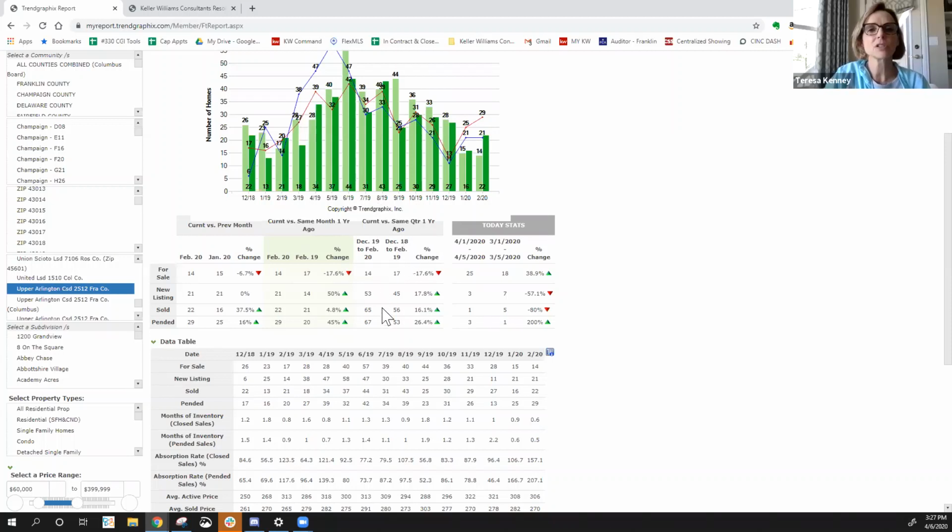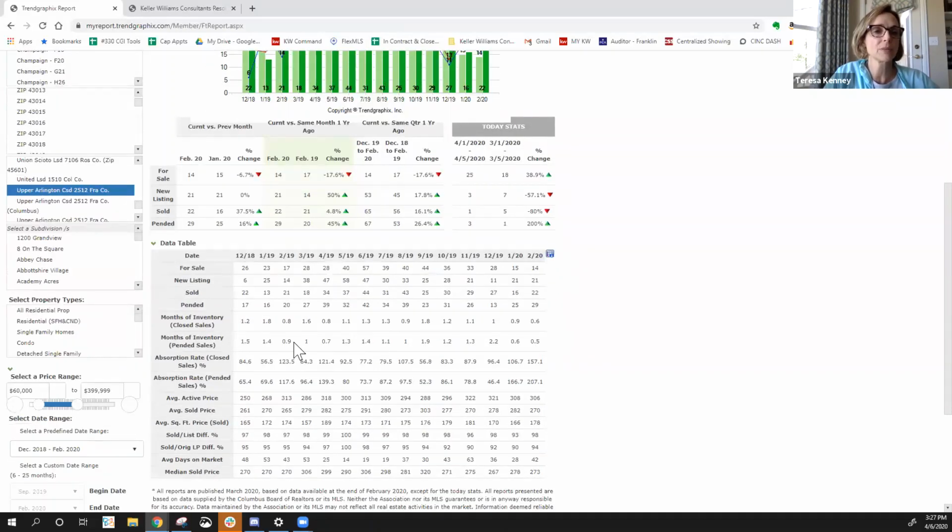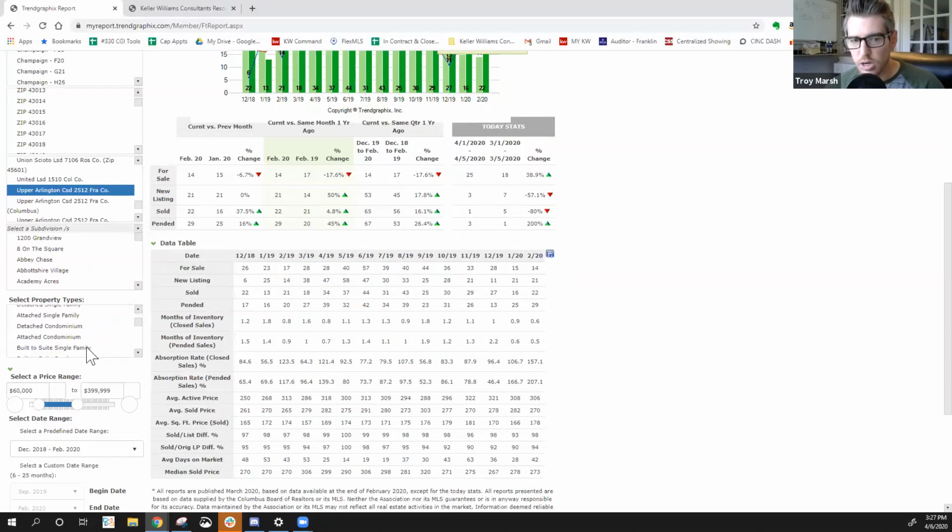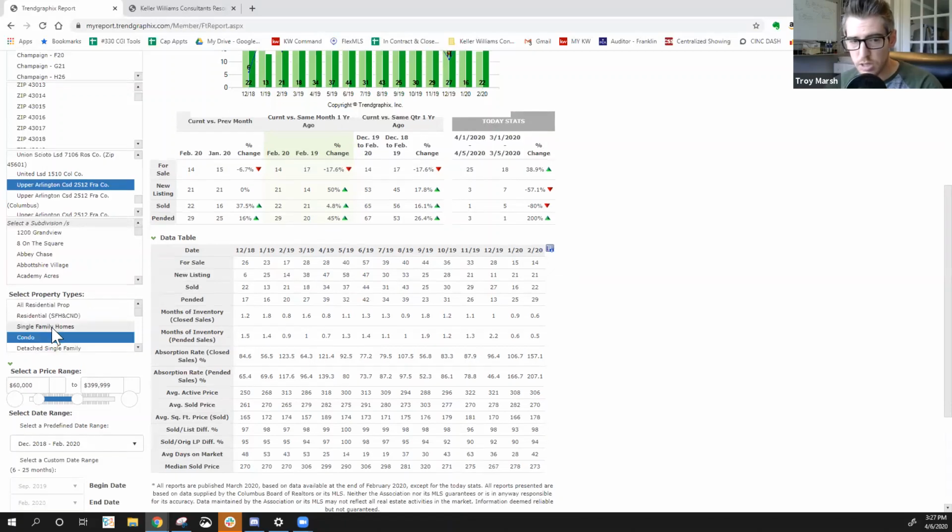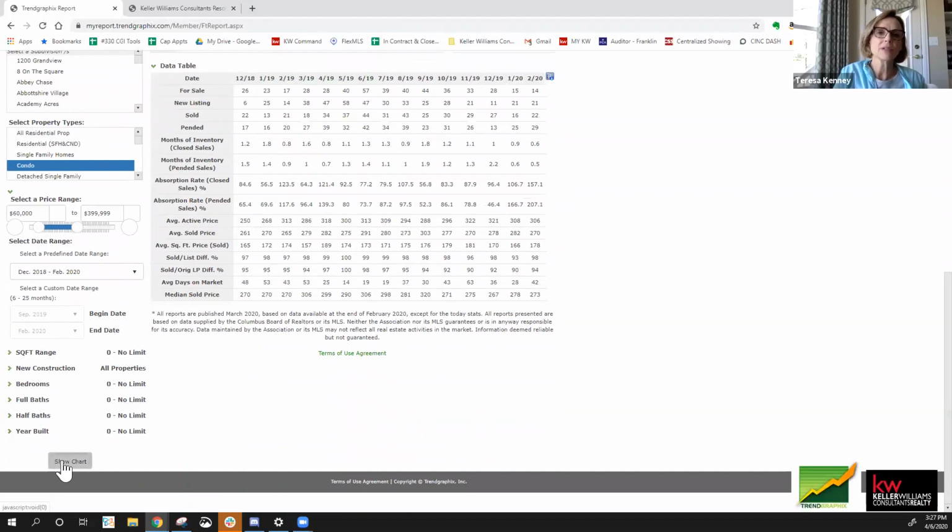Troy, can I ask a quick question before you move on? When you pulled this one for Oliver, are those all of the houses in Upper Arlington, or are those just the houses that are between 300 and 400? It looks like they're between 60 and 400. Okay. And actually, I would always check whether it's single family or condo, because there's definitely a difference between those two. Is that how many condos are for sale in Upper Arlington? No, I didn't select condo, so I'm going to do that right now. Okay.